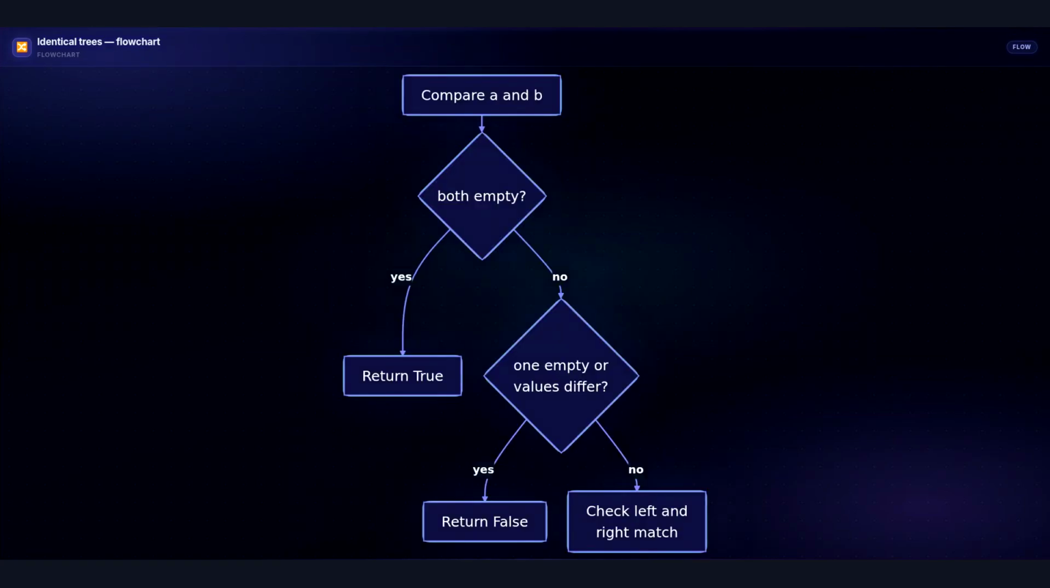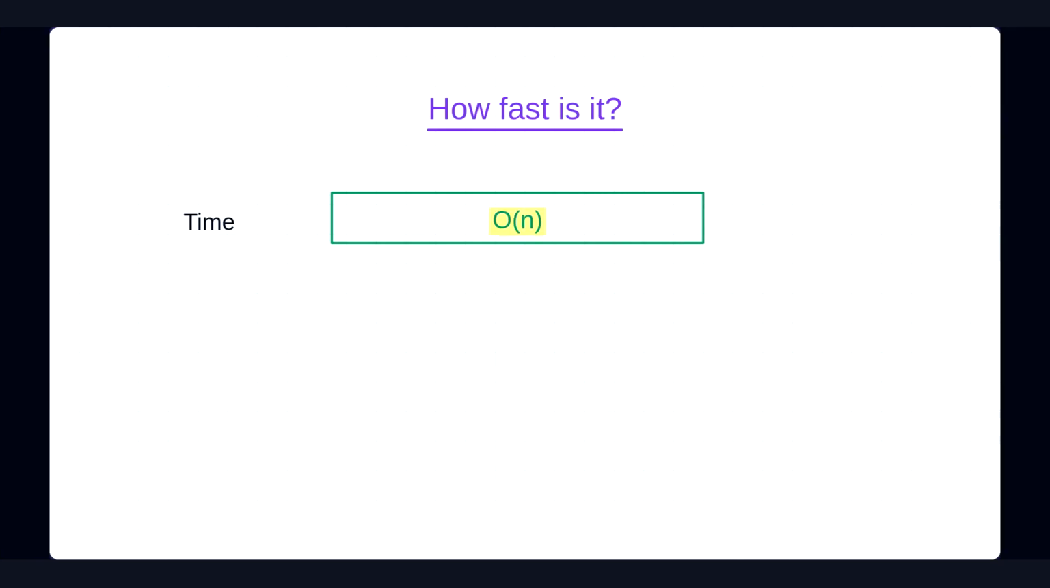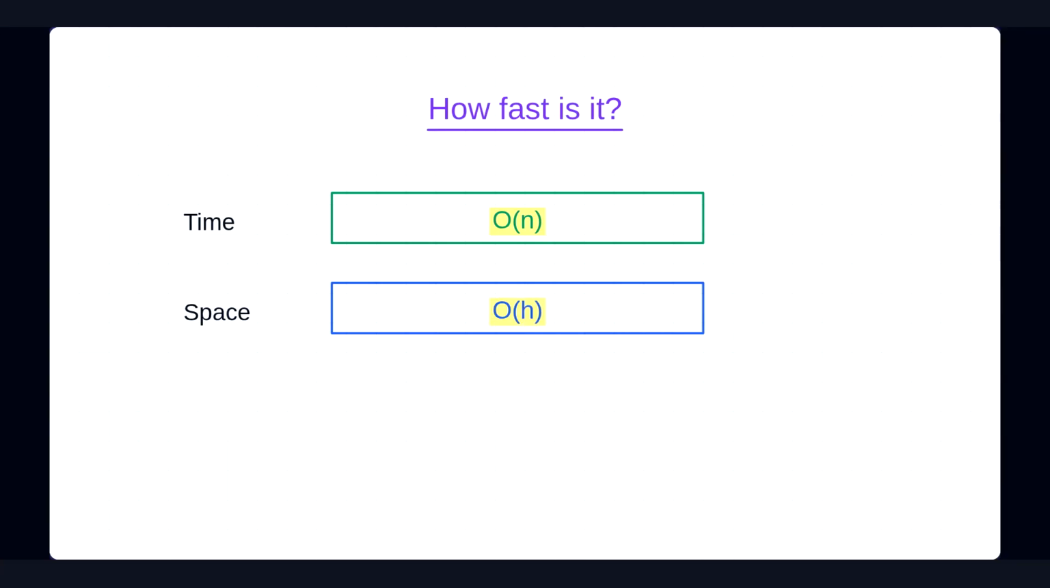If both nodes are empty, return true. If only one is empty or the values differ, return false. Otherwise, the values agree here, so we go on to check that the left subtrees match and the right subtrees match. In the worst case, we compare every matching pair of nodes once, so the time is order n, where n is the size of a tree. The extra space is a recursion stack as deep as the tree is tall, so order h.